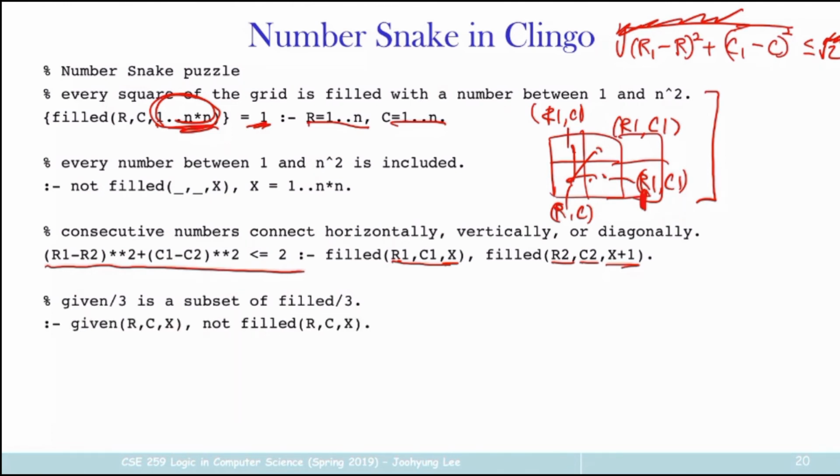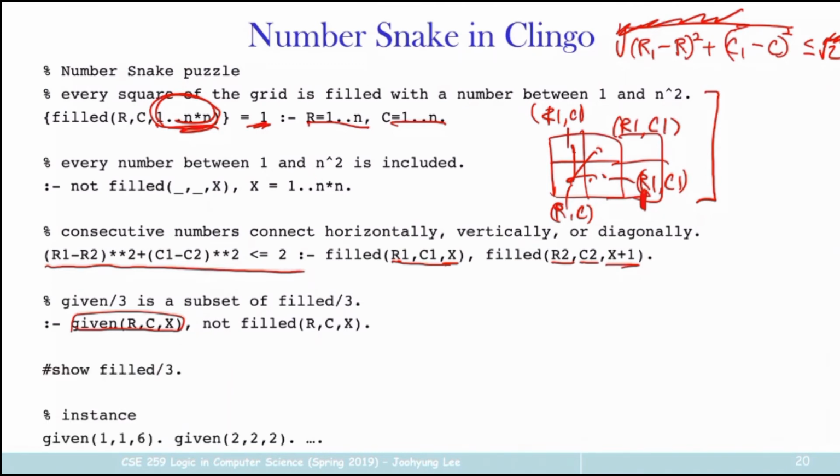Okay, so the next one is, in this puzzle, there are some given numbers, and then the rest is what you have to fill in. So initially, we have some numbers that are given. When you have the given numbers, this is a subset of the numbers that you have to fill in. That's what this rule is saying.